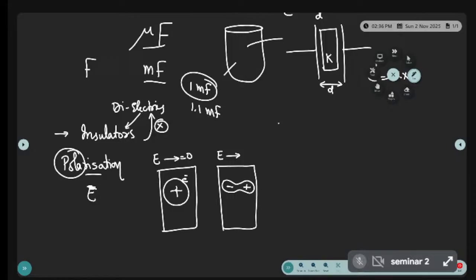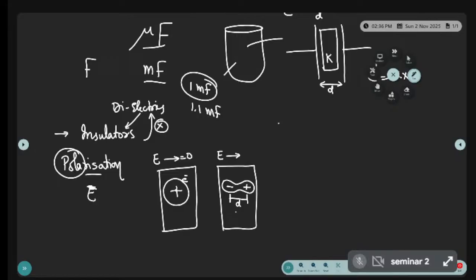Called poles. How much separation can we see or not? Some separation is there between the centers of electrons and nucleus. The separation took place because of the external field or not? If I remove this, what is the situation? When external field is applied, this is the situation. Absence of field, presence of field.